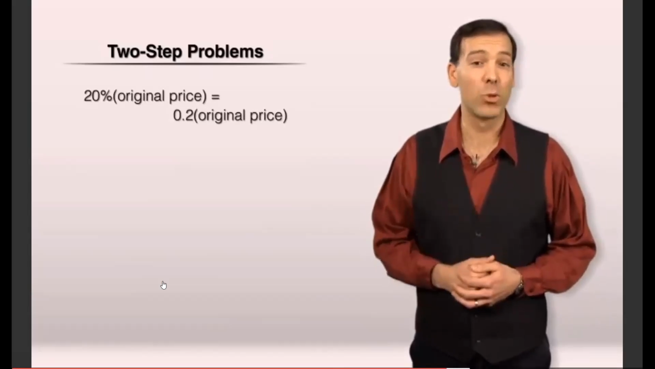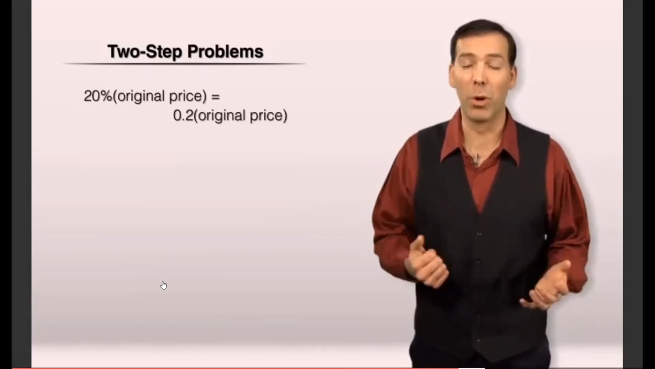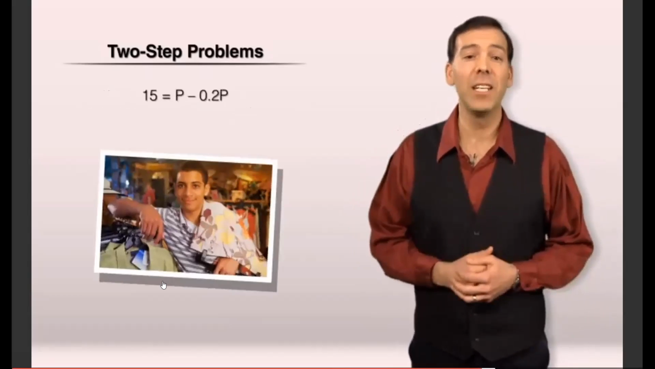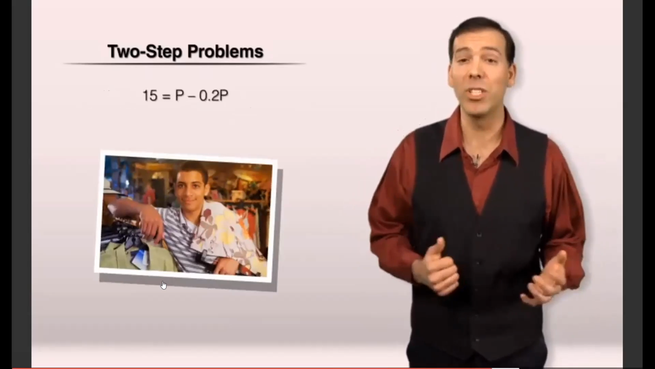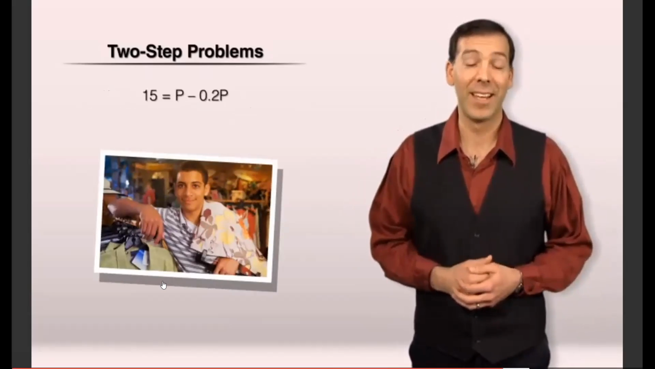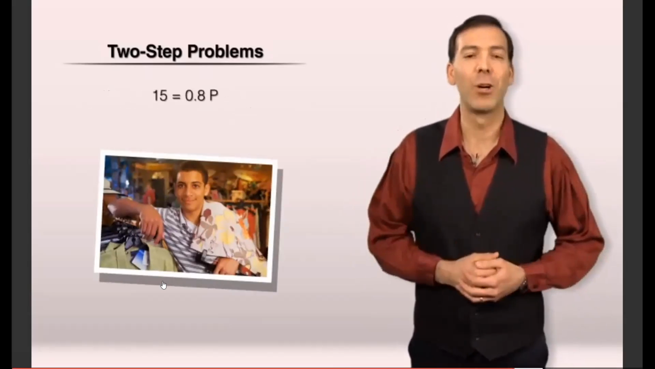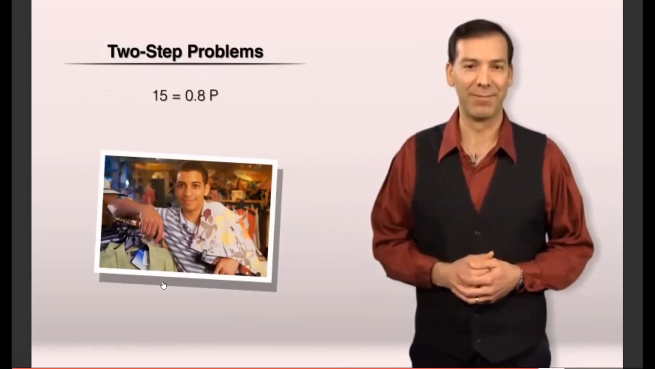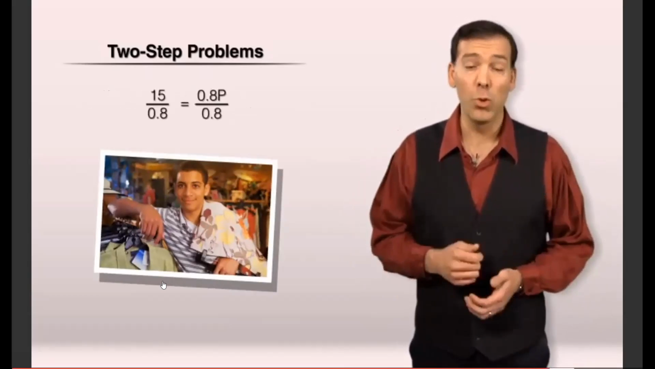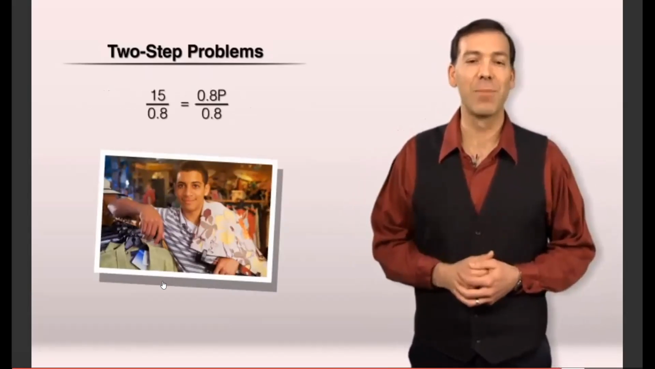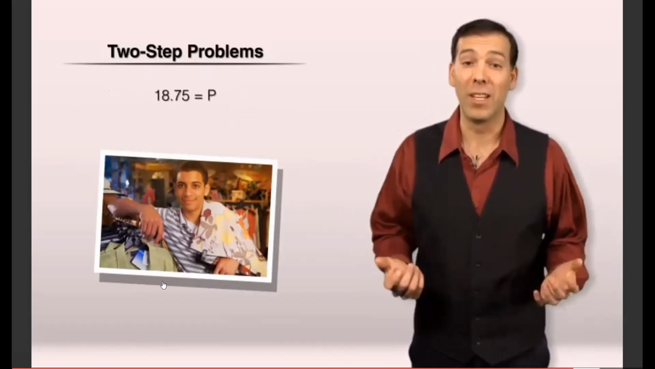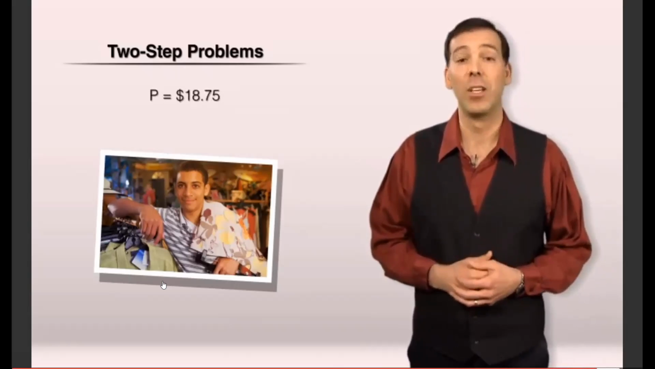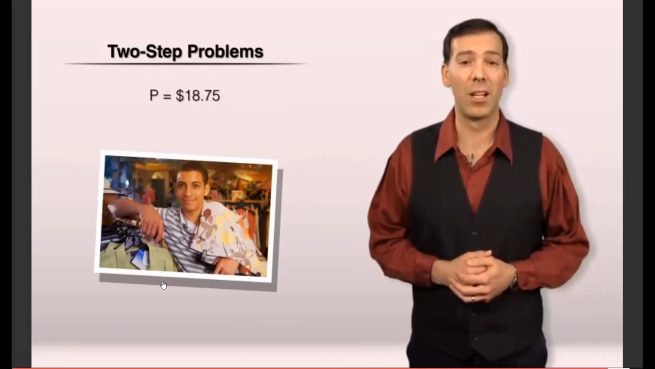20% is the same as 20 divided by 100, or 0.2. Creating a model for Aiden to solve, you get 15 equals the original price minus 20% of the original price. Add like terms. In this case, terms with P in them. Now, 15 equals 0.8 times P. To get rid of the 0.8, use the multiplication property and divide both sides by 0.8. Using the symmetry property, we can switch sides so the variable is on the left. The original cost of the shirt was $18.75.